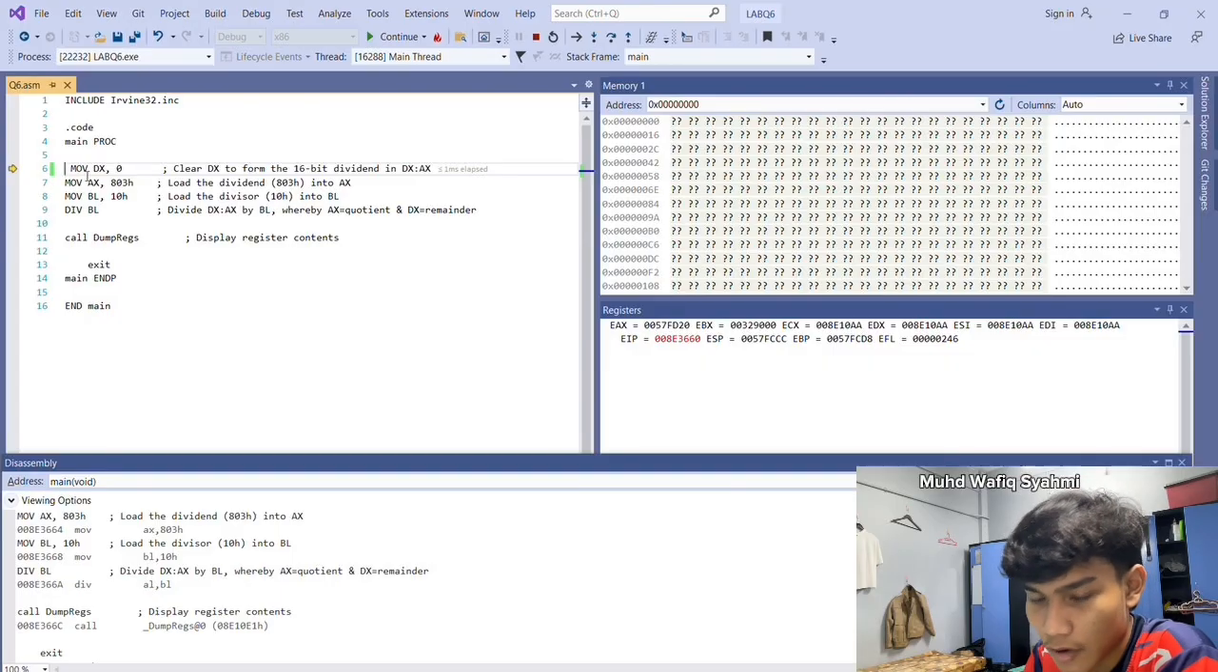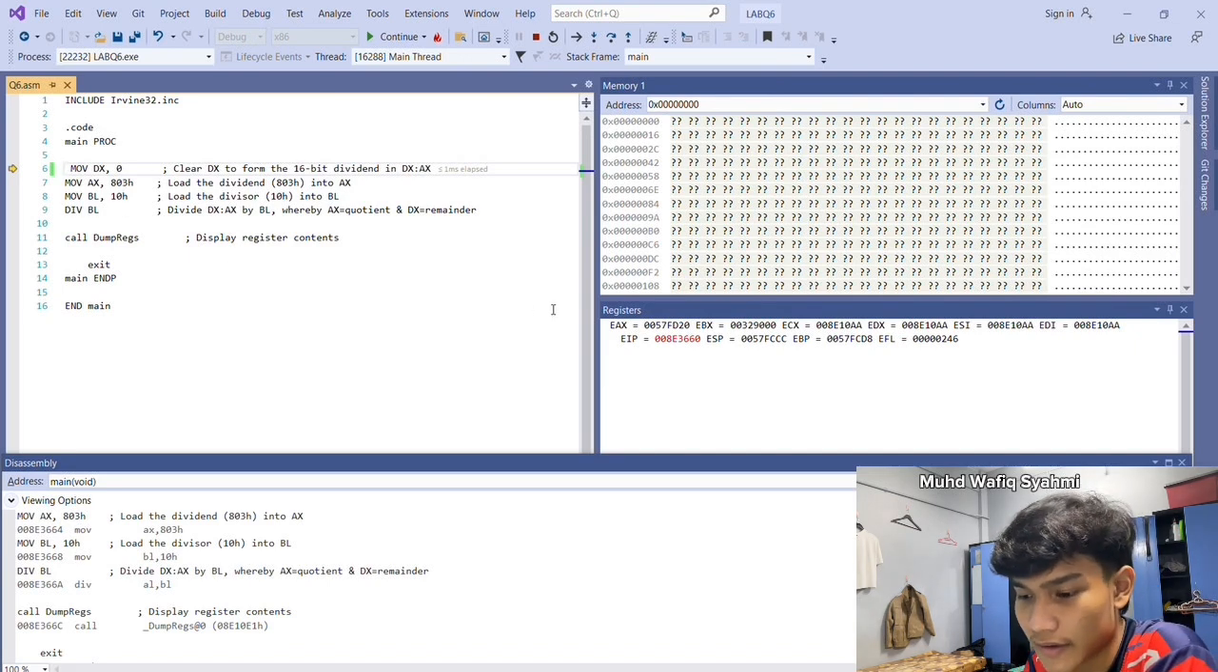At line 1, it shows mov dx, 0. This initializes dx to form the 16-bit dividend in DX:AX. So after we execute this line 1, we get dx equal to 0000h. Then line 2 shows mov ax, 803h. This instruction loads the hexadecimal value 803h into ax.